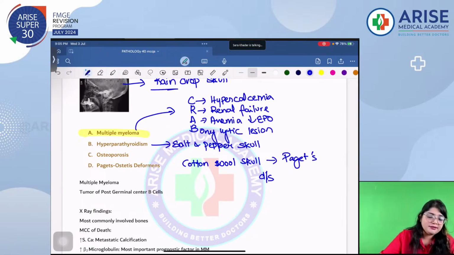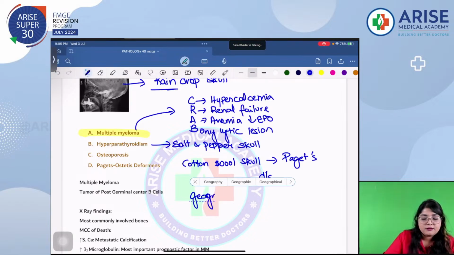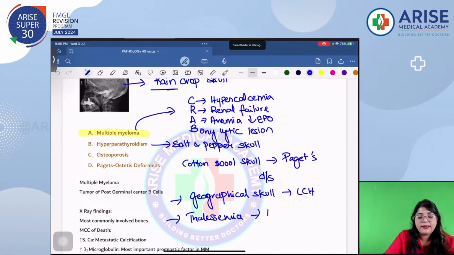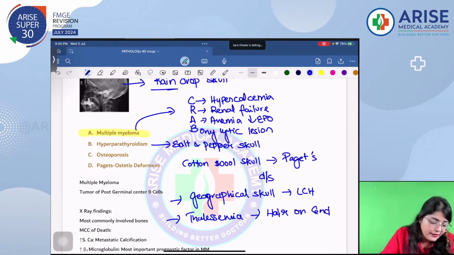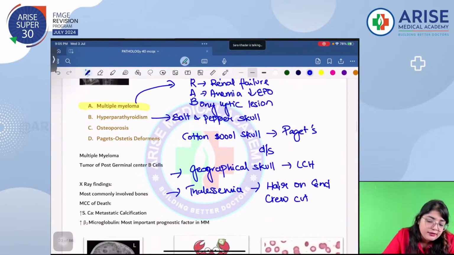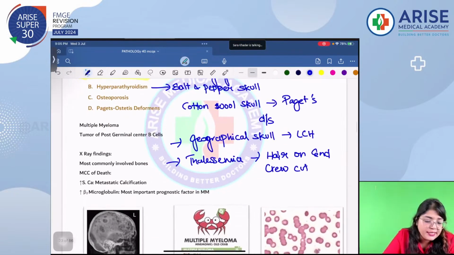What about thalassemia? Thalassemia and sickle cell anemia. Yes, geographical skull. This is seen in Langerhans histiocytosis. And thalassemia shows you hair on end appearance. Very good, guys. The hair on end or crew cut appearance of the skull, because there is extramedullary erythropoiesis, right? Yes, very good.